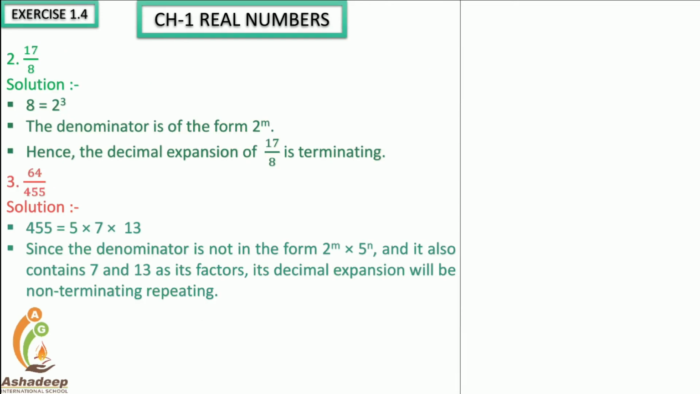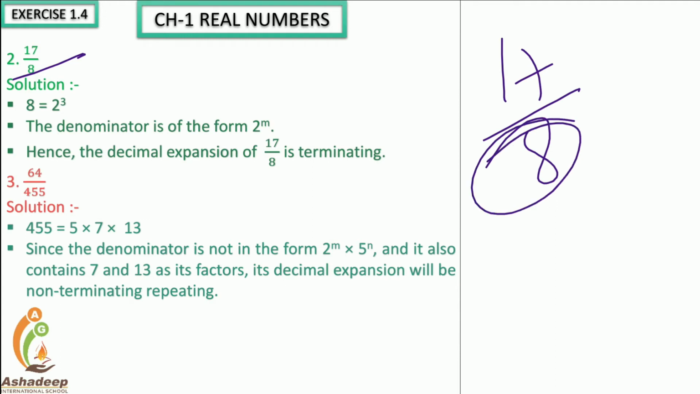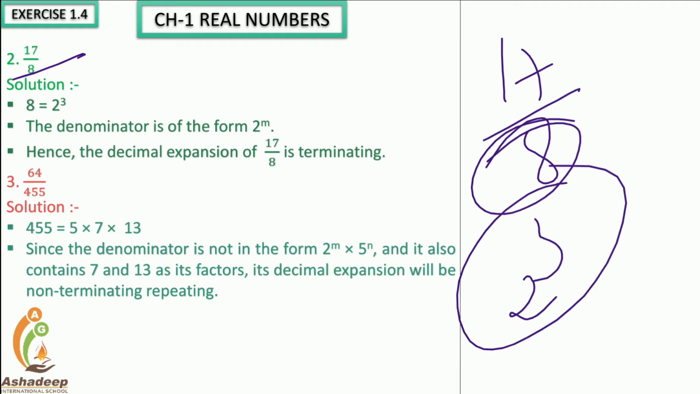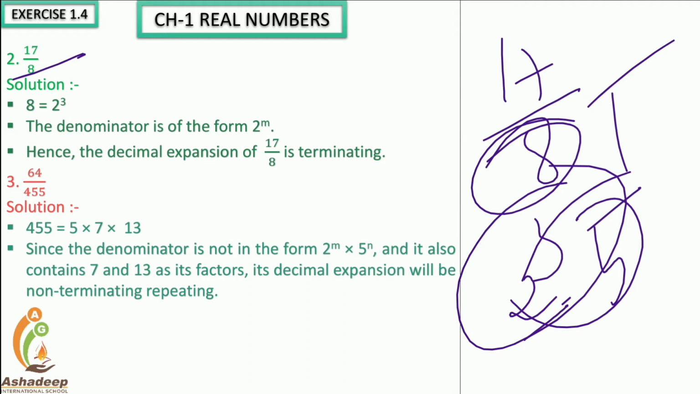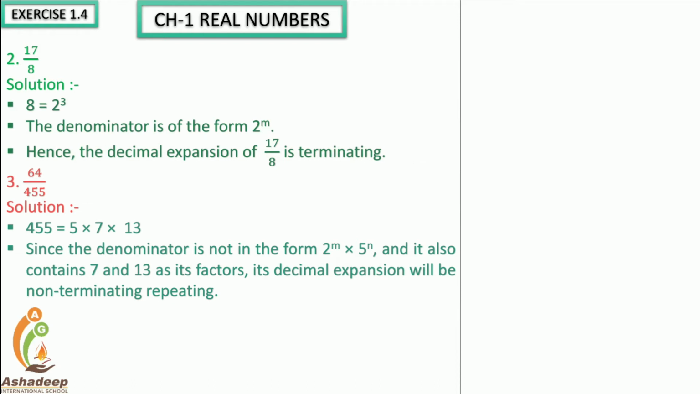Now another example, 17 divided by 8. 8 is nothing but 2 power 3. In the denominator there is a 2. What we know is, if the denominator has a 2, a 5, or a combination of 2 and 5, then it is terminating. So the denominator is in the form of 2 power m. Hence the decimal expansion of 17 divided by 8 is terminating.